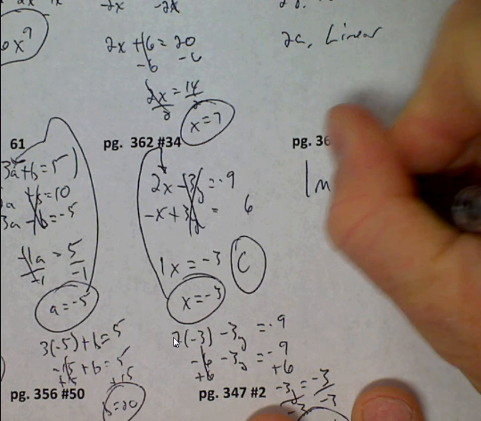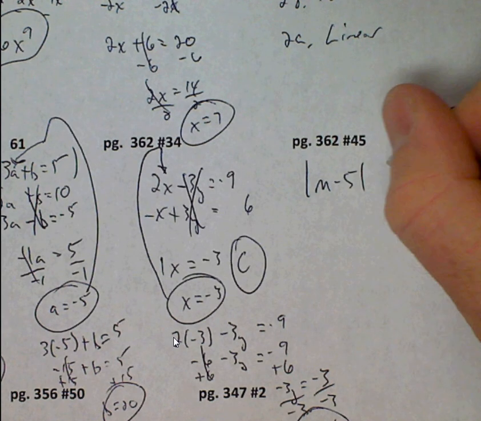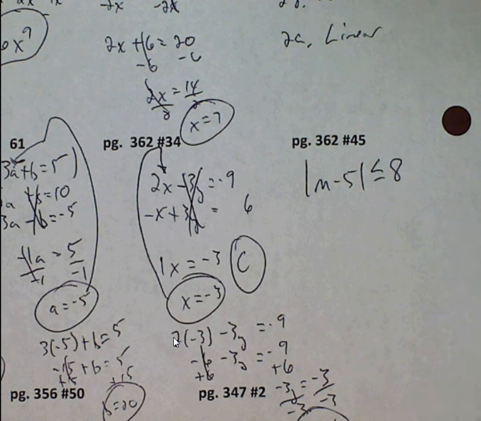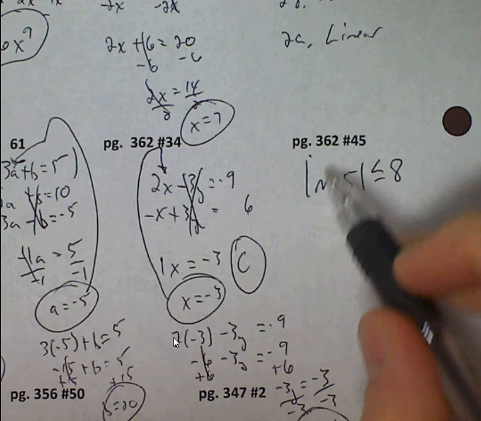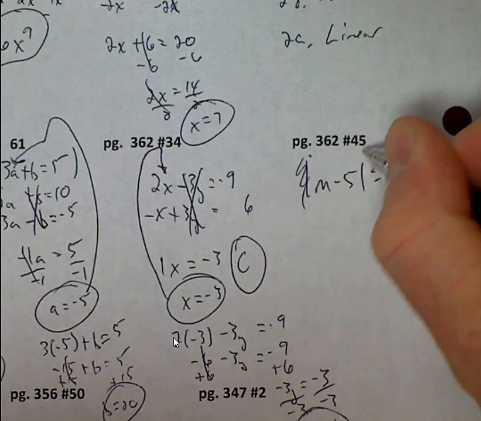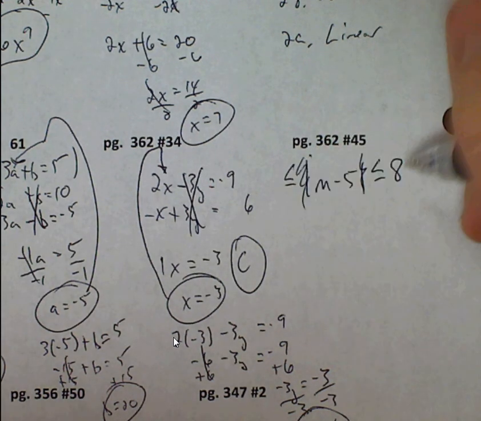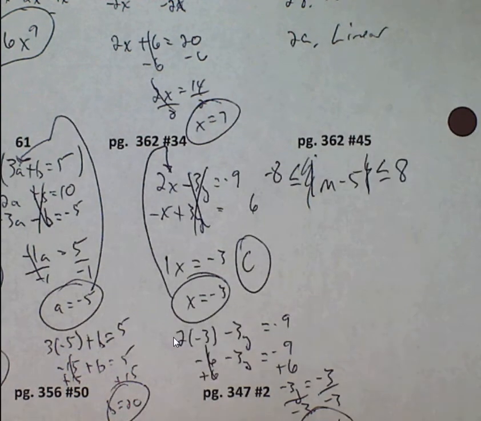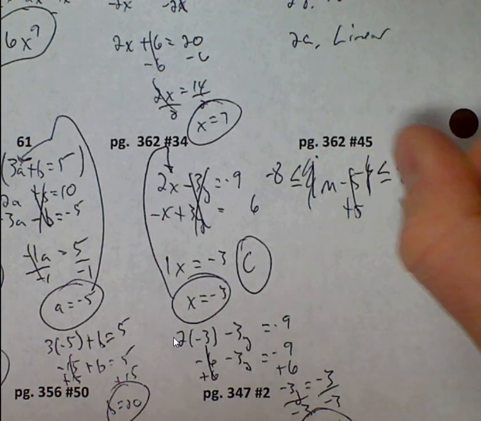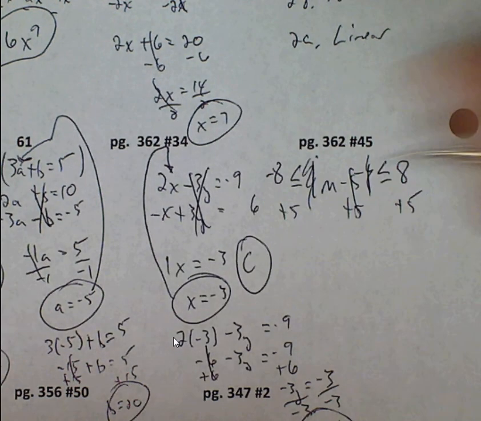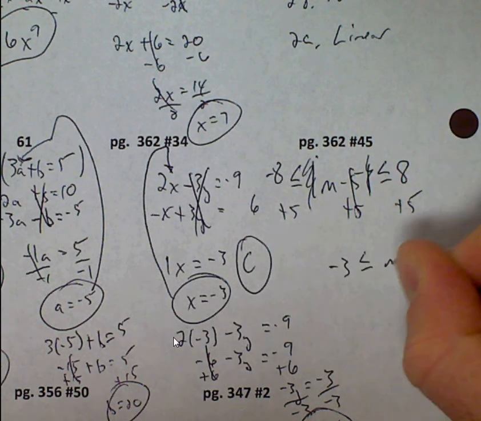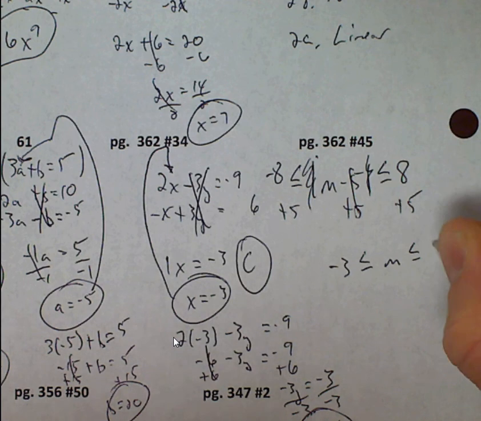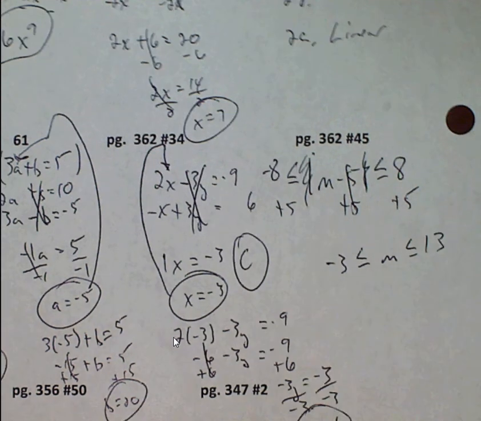We've got the absolute value of m minus 5 less than or equal to 8. It says I need to solve and then graph. Once again, we have our absolute values. I've got to put the same sign and then put negative 8. I'm going to solve them at the same time, so I need to add 5 to all sides. Negative 3 is less than or equal to m, less than or equal to 13.